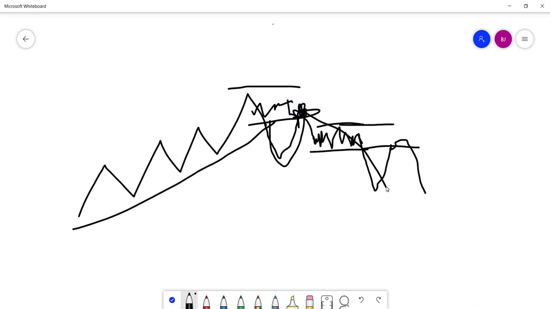So that's the whole concept of this trading strategy. We're looking for breaks, we're looking for pullbacks. I'm going to show you guys overall how to get in. Okay, so let's go.